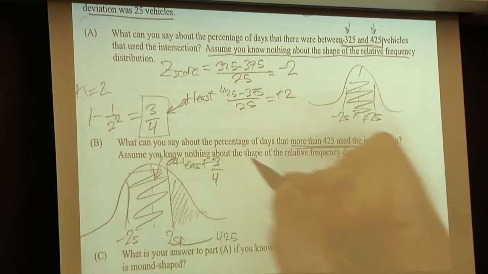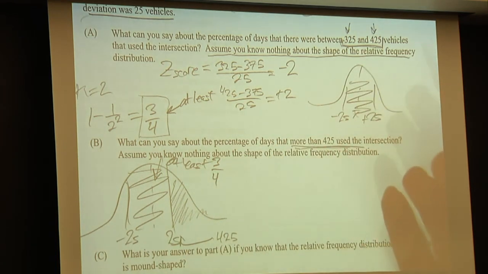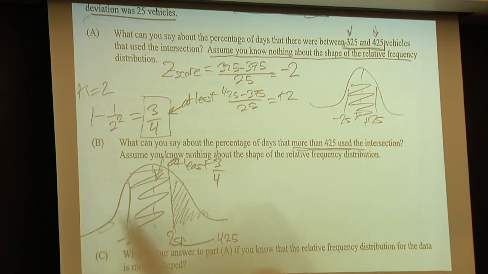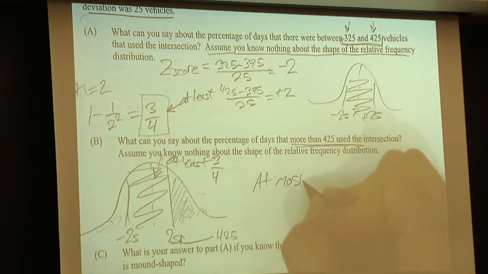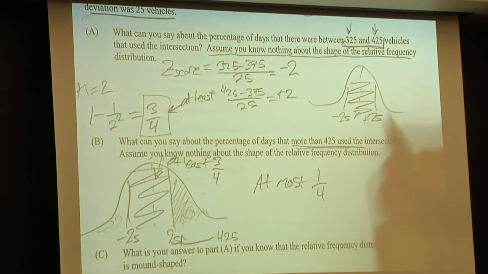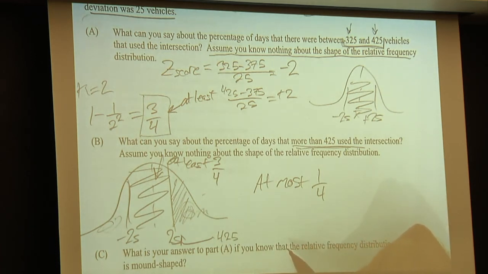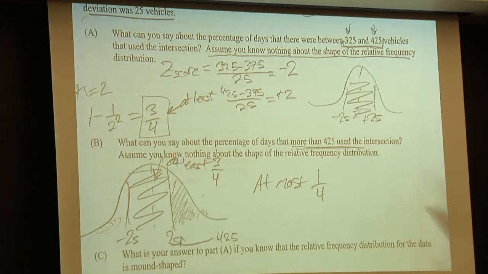So what do we have left? We have at maximum 1/4 left. We could have, you know, an eighth here and an eighth here if it was perfectly symmetrical. We could have nothing here and all of it here, a whole fourth, or it could be anything in between, right? So we will say that we have at most 1/4 of our observations above 425 cars, okay? So at most 1/4 of the days he was out there, they saw more than 425 cars going through the intersection. We would say the same thing if they asked less than 325 cars, right back up here.